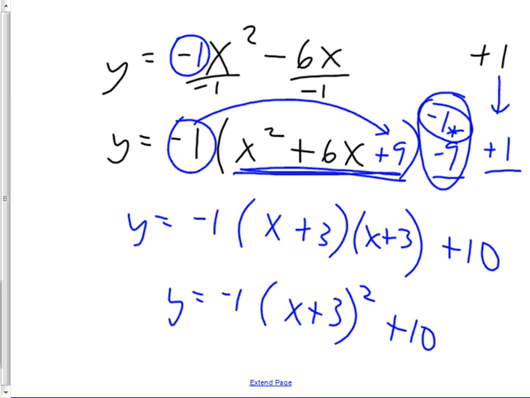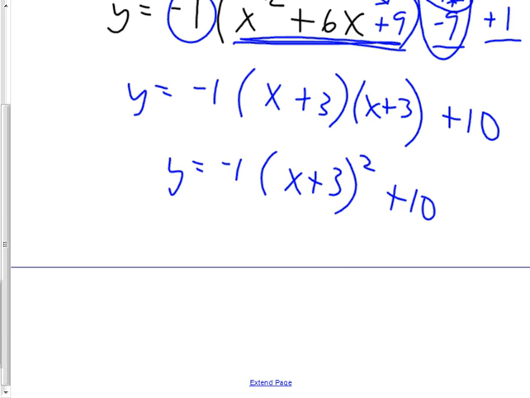All right, why do we do this? We got vertex form now. So now I know the vertex is negative 3 comma 10. And then that also tells me the axis of symmetry, because that part tells me x equals negative 3 would be the axis of symmetry. So a lot of good stuff comes out of the vertex form.